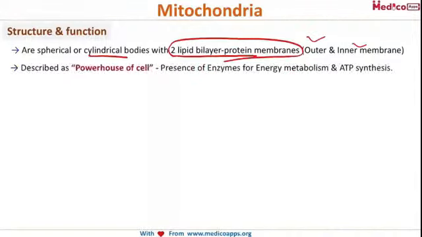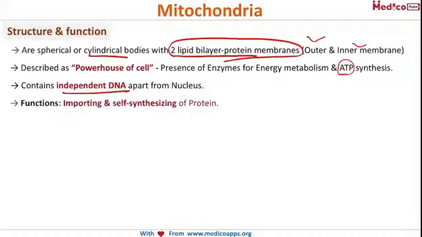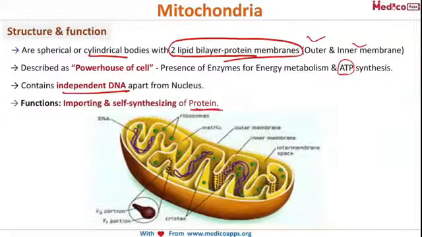It is described as the powerhouse of the cell. And why is it called so? Because of the presence of enzymes that are essential for the energy metabolism and the synthesis of the energy currency of the cell, that's nothing but your ATP, right? And another striking feature is that it has an independent DNA apart from that which is present in its nucleus. It has an independent DNA and the functions of importing and self-synthesizing of proteins. That's the function, and this is how your mitochondria looks, right?